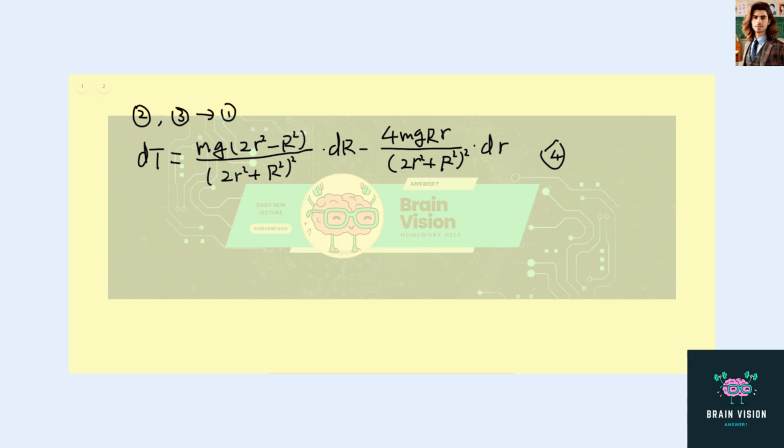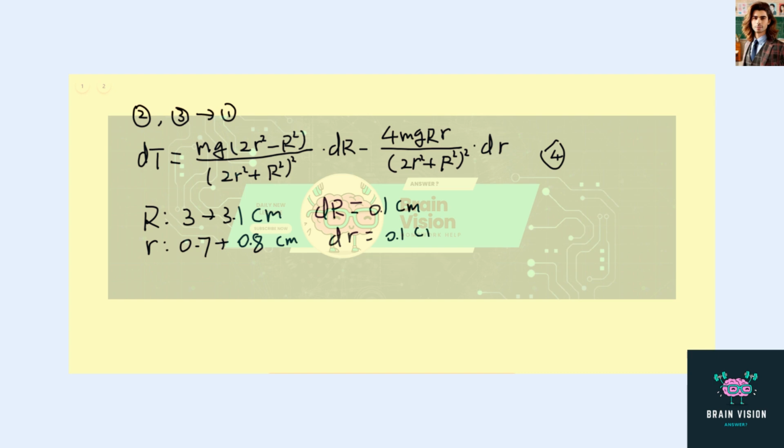So now we can plug in some conditions. We know the outer radius changes from 3 centimeters to 3.1 centimeters, so the differential of the outer radius should be 0.1 centimeter. And the inner radius changes from 0.7 to 0.8 centimeter, so the differential of the inner radius is also 0.1 centimeter. And we can denote this as our condition number 5.